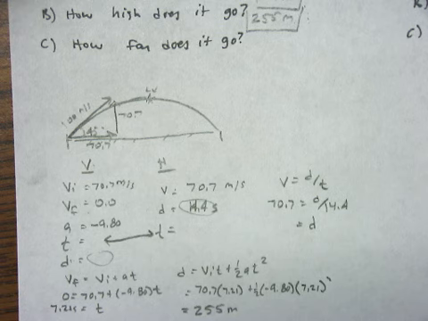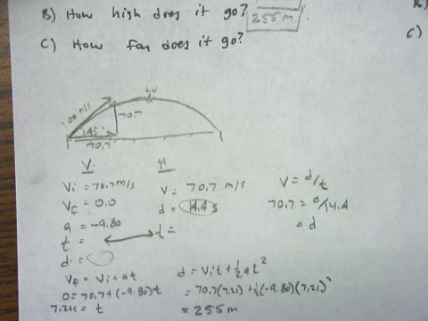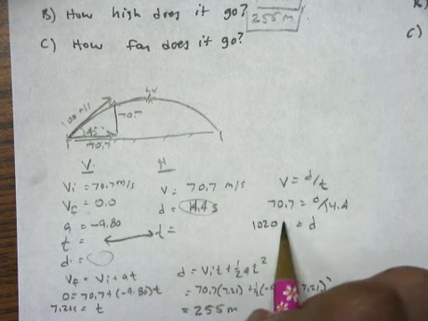So you take 70.7 multiplied by 14.4, and you end up with 1020 meters.